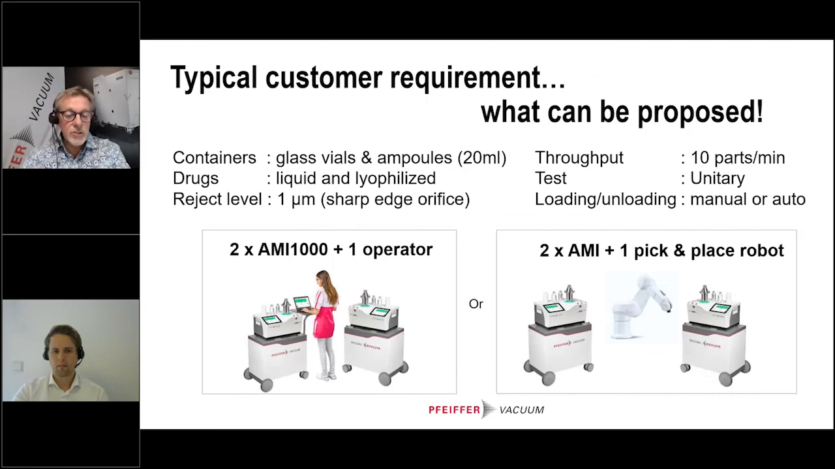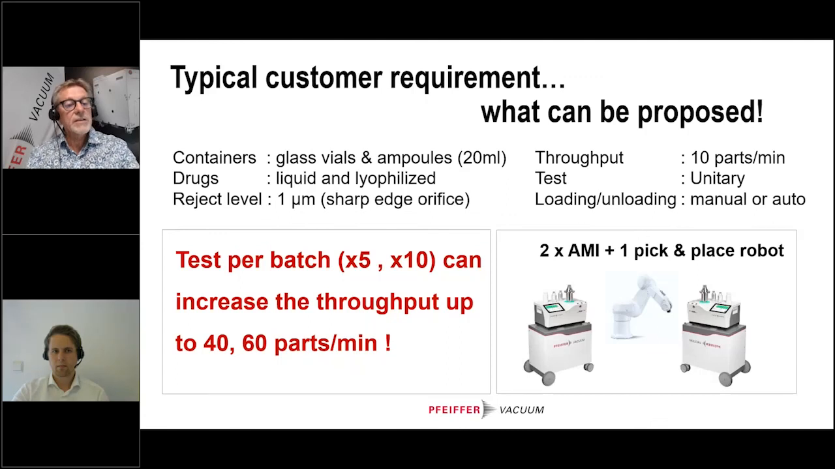And we could also imagine not testing the parts one by one, because this technology is able to test a complete batch of products, easy for 1 micron detection limit. And for example, if you want to increase the throughput, you can decide to test a batch of 5 or 10 products simultaneously. In this case, we can easily increase the throughput up to 40, 60 parts per minute with 2 equipment. So this is quite interesting, because as you can see, a pick and place robot is not something very expensive. So the cost of automation can make sense in regard to the cost of an operator.